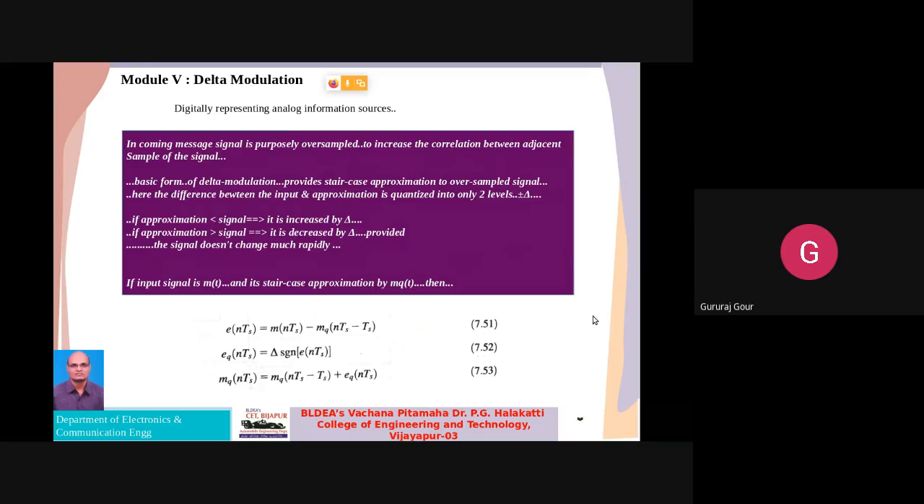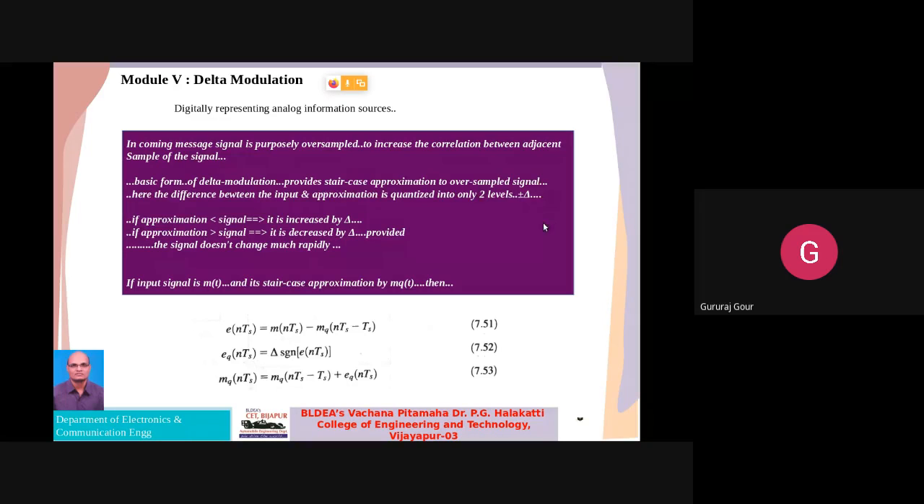The network was disconnected. So we are here in basic form. Delta modulation provides a staircase approximation to the oversampled signal. Why it is doing oversampling we have already seen: to provide better correlation between adjacent samples of the signal. It may have some very important purpose. So delta modulation is going to transform this oversampled signal into a staircase approximation like this.